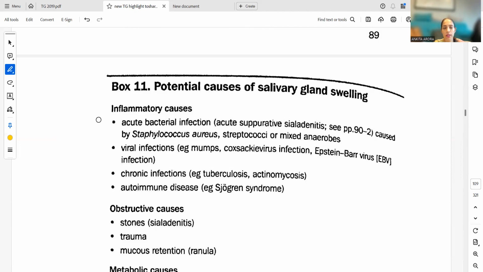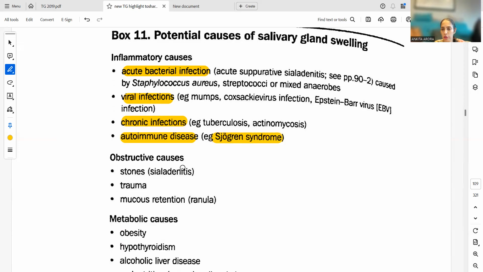First is inflammatory causes. So acute bacterial infection, acute suppurative sialadenitis, caused by Staph aureus, streptococci, or mixed anaerobes. This is the first inflammatory cause. Then viral infections, which include mumps, Coxsackie virus infection, Epstein-Barr virus infection; chronic infections, which include tuberculosis, actinomycosis; autoimmune disease, which includes Sjogren's syndrome. Then we have obstructive causes: stones, sialadenitis, trauma, mucus retention, ranula. These are the obstructive causes.